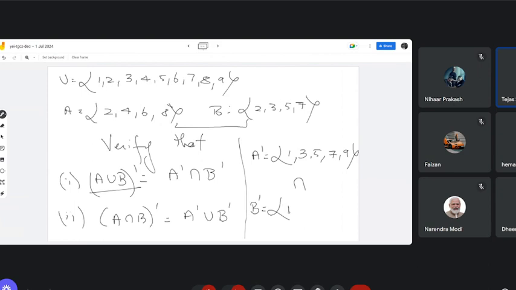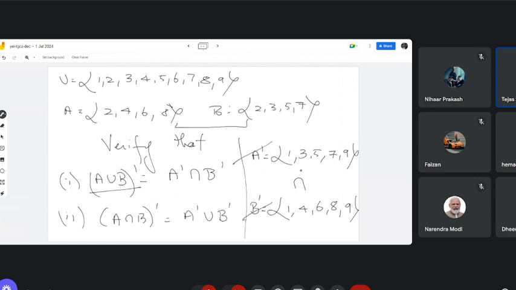1 is there in U, but not in B. 2, I can't write because it's there. 3, I can't write. 4, I can write. 5, I can't write because it's there here. 6, I can write. 7, I can't write because it's there here. 8, I can write. 9, I can write. Cool. I got my answers, but not completely.